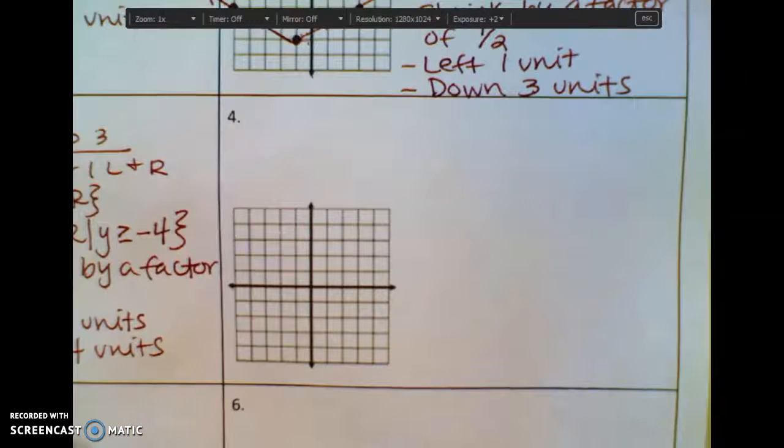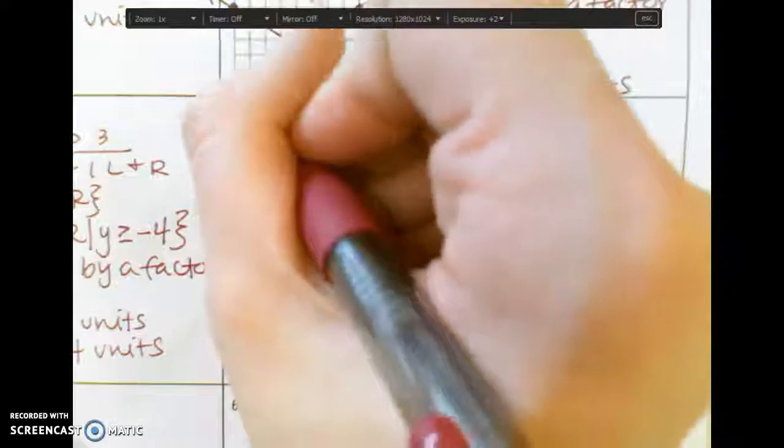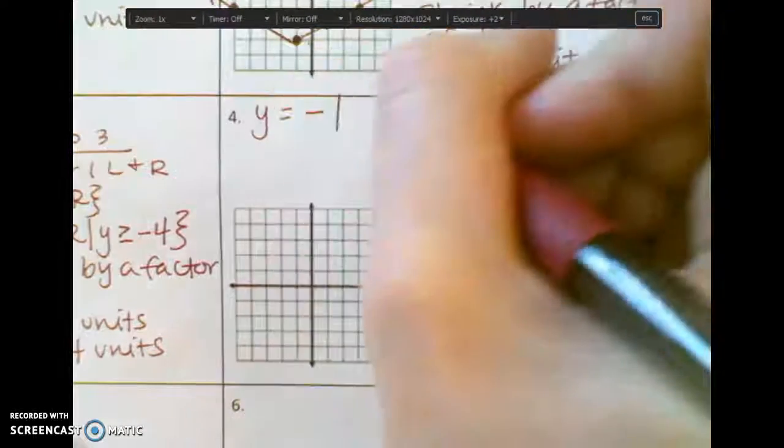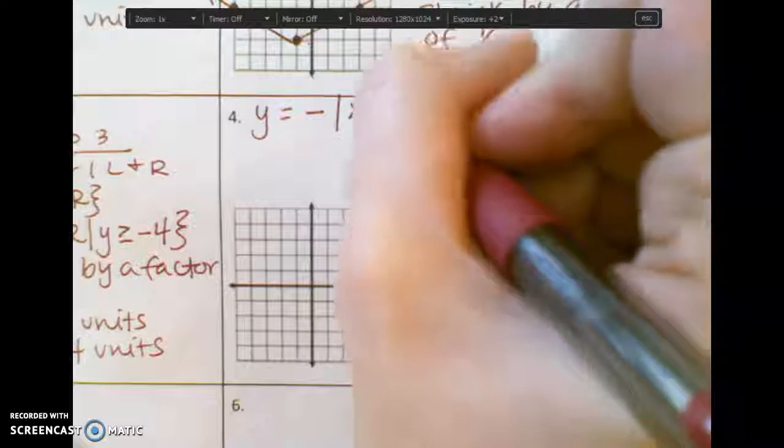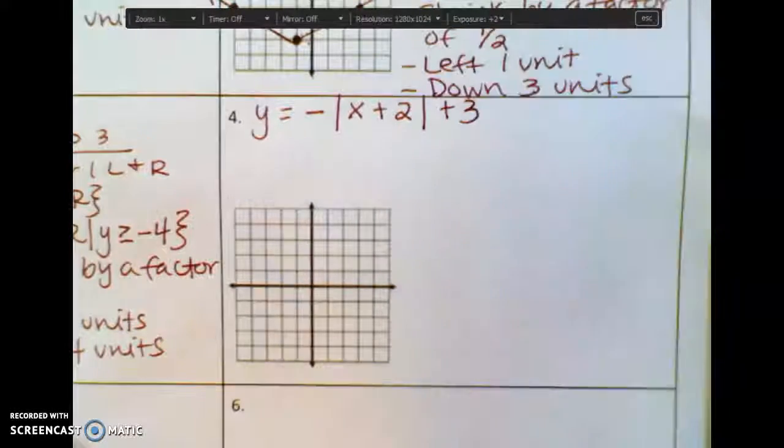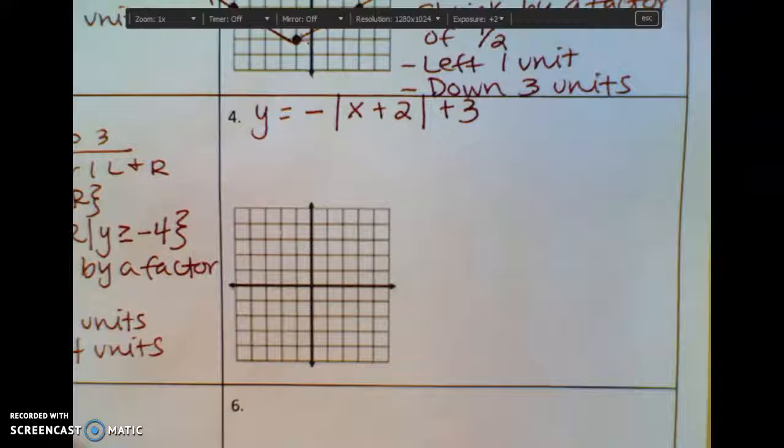Let's look at number 4. Once I write it out, I want you to try it on your own and then check your answer with me. So we've got y equals negative absolute value of x plus 2 plus 3. Try it and then start the video back.